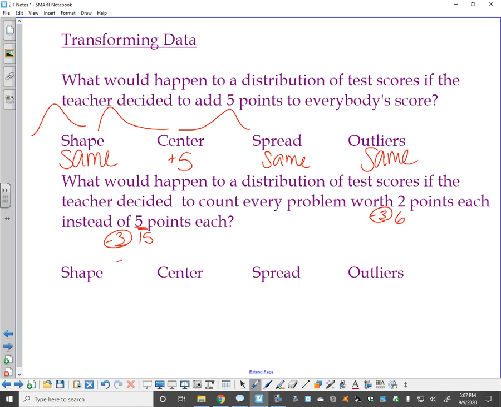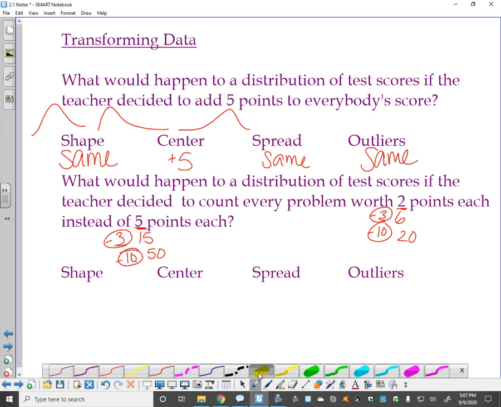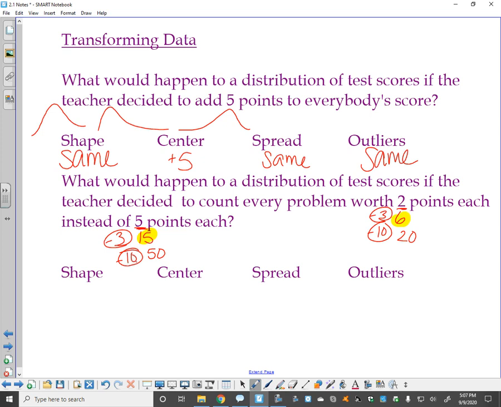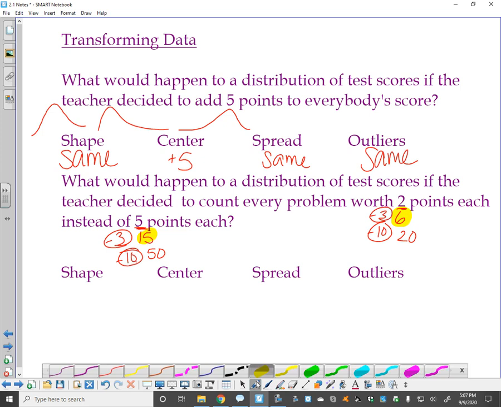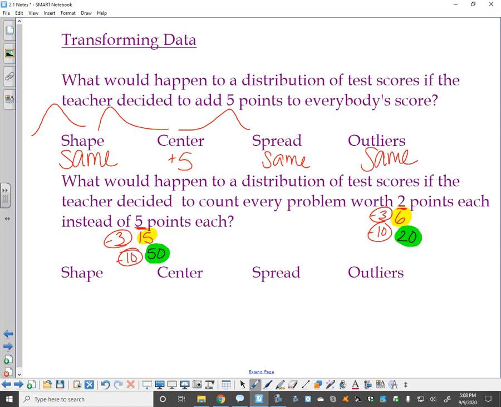Okay, let's take somebody who missed 10 problems. Well, if I missed 10 problems and they're 5 points a pop, I just lost 50 points. Well, if I miss 10 problems and they're only 2 points apiece, now I've only lost 20 points. Okay, now think about it. Compare the 15 to the 6 versus the 50 to the 20. The kid that only missed 3 only gained 9 points, while the kid who missed 10 gained 30 points.